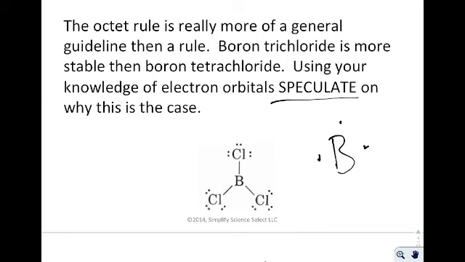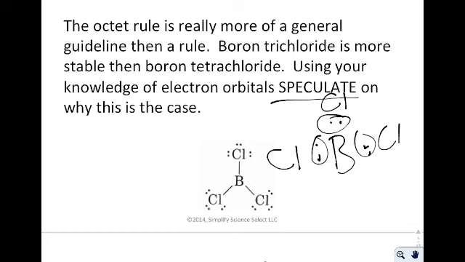Now realize that a chemical bond is formed whenever 2 atoms share electrons between them. Well, boron can share an electron and chlorine can share an electron, and that forms a bond. This one can share an electron and chlorine can share an electron, and that would make a bond. Same thing with this one.